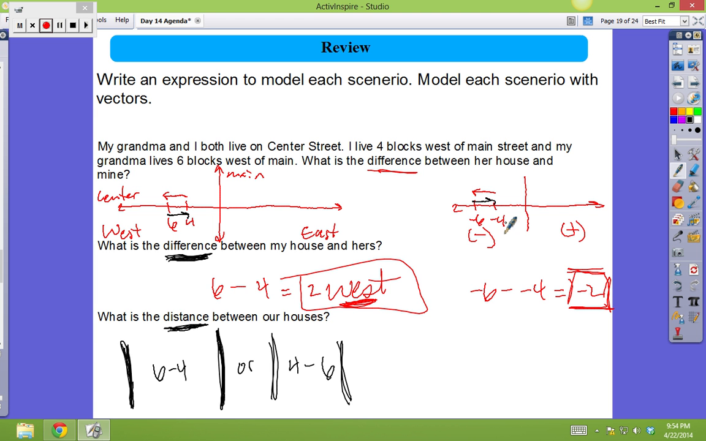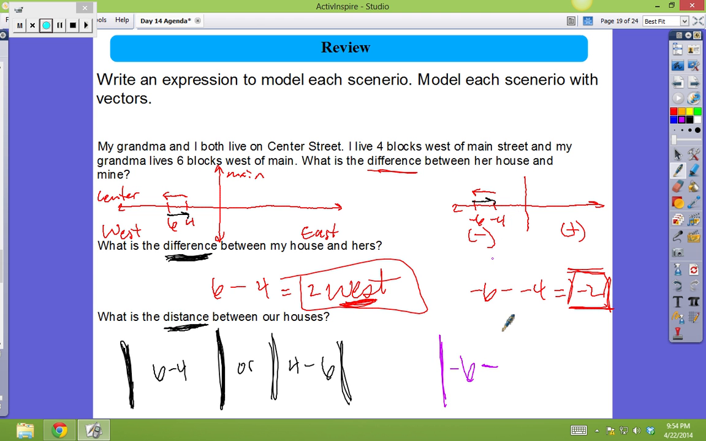But if we use this negative positive orientation, my grandma's now is this one is 6 to the west, but this one is negative 6. And the distance, to find the distance between things, the operation is subtraction.